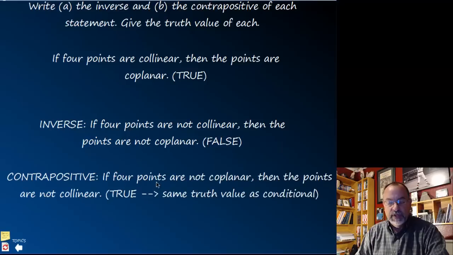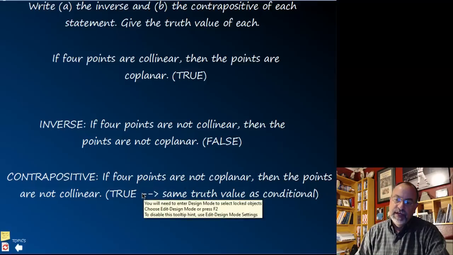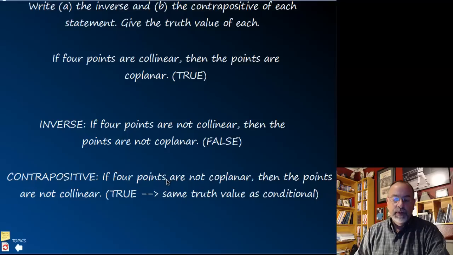Then the next one, the contrapositive, we negate and switch. If 4 points are not coplanar, then the points are not collinear. That is true. They must have the same truth value. The conditional is true. The contrapositive, therefore, is also true. And if we look at it, if 4 points are not in the same plane, then it would be impossible for them to be on the same line, because a line can only be in one plane. So that's inverse, that's contrapositive, and those are the truth values.